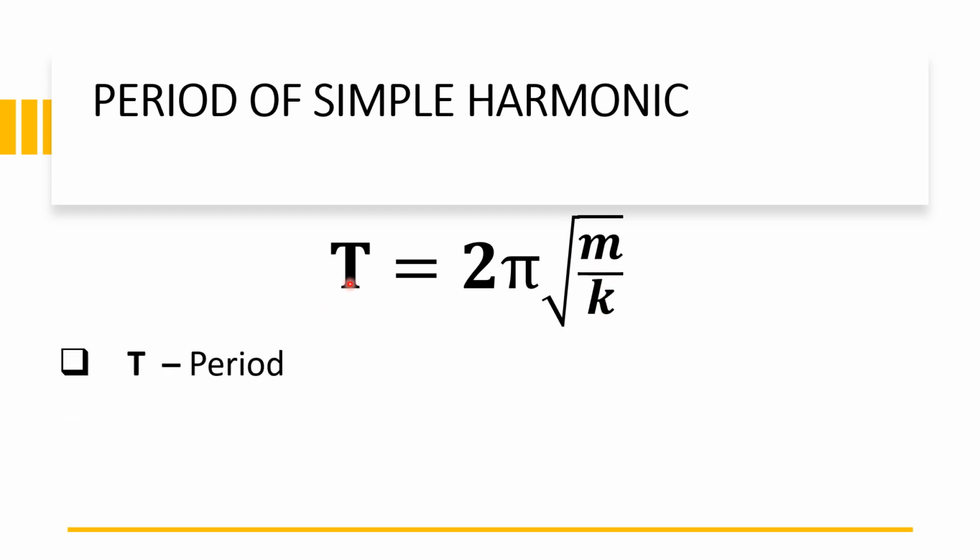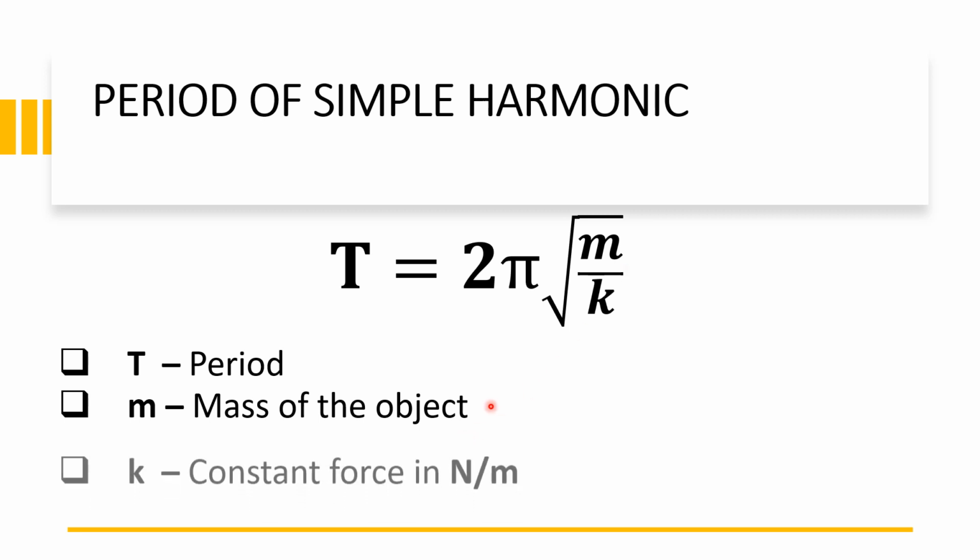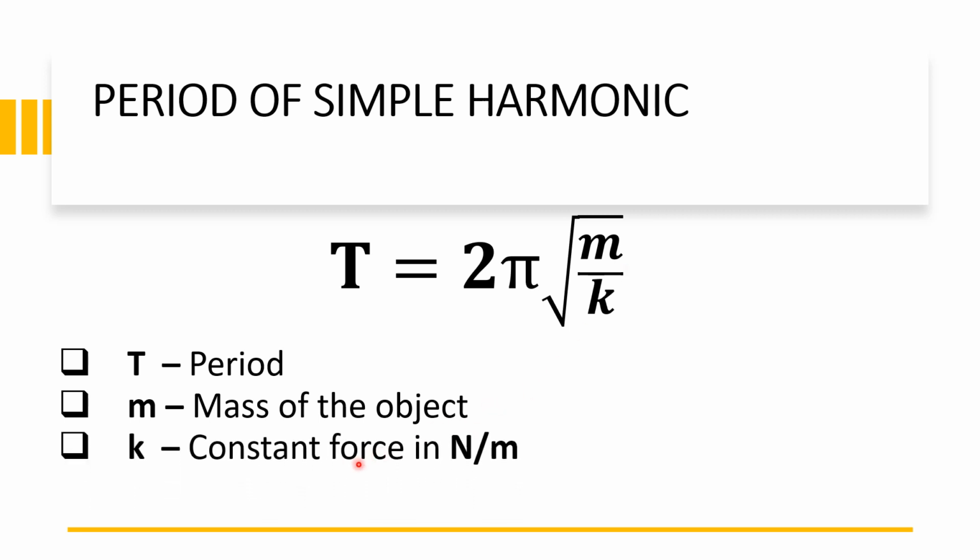T is the period or the time it takes for one cycle. M is the mass of the object. Let's say in the spring, that is the mass of the object on the spring. And k, that is the constant force. And the unit for that constant force is in Newton per meter. So, this is the formula to get the period of simple harmonic motion.